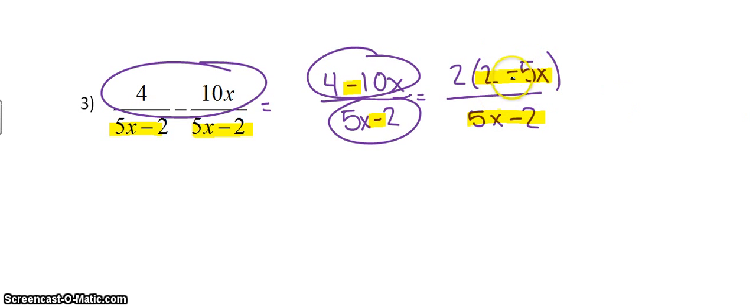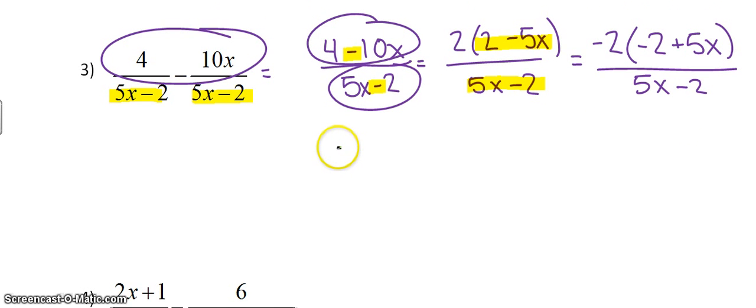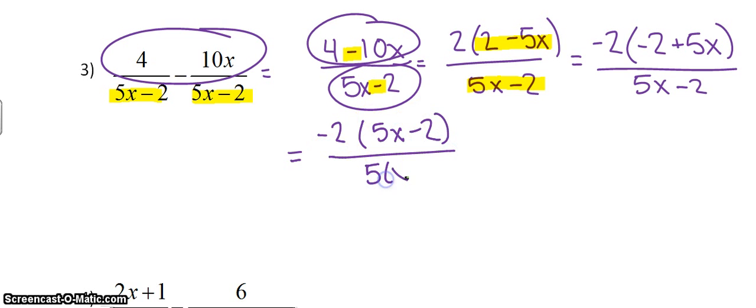Okay, if I want to make the numerator look like the denominator, instead of factoring out a 2, I'm going to have to factor out a negative 2. Okay, and then what's going to be left over is negative 2 plus 5x. Okay, if you distribute that out, you'll get a positive 4 and a negative 10x. Now I know that still doesn't look identical to the denominator, but we can always switch around the order because addition is commutative. So I can rewrite this as negative 2 times 5x minus 2 over 5x minus 2.